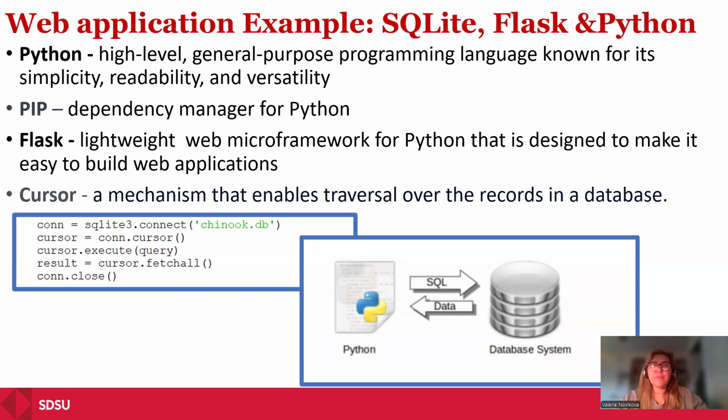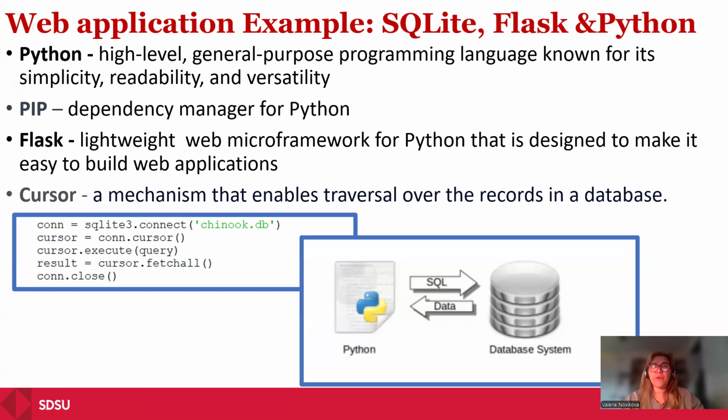All right, so we will be using Python. Python is a high-level programming language. As some of you already took Python classes, we will be using PIP, which is a dependency manager for Python. We will be using Flask, which is a very lightweight framework for Python to build web applications. It allows Python to communicate with different types of web requests.